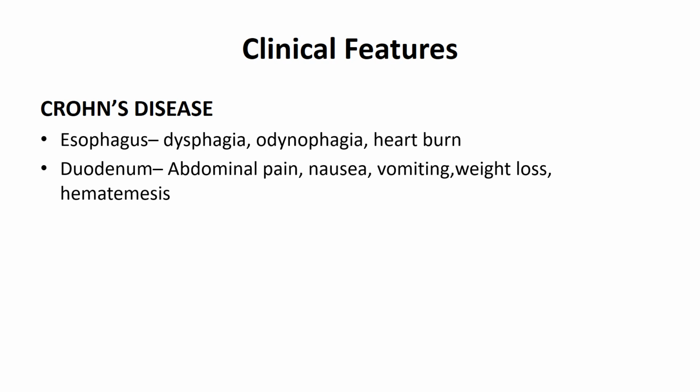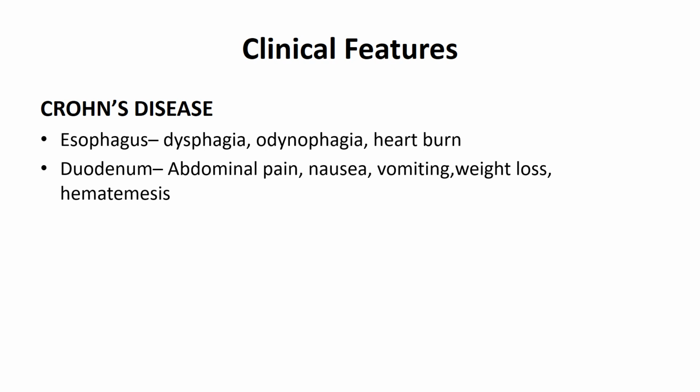And one more thing, ulcerative colitis is mainly confined to the colon, the regions of colon. But Crohn's disease has got skip lesions. The lesions can be seen from our mouth to our anal region. So in between, anywhere we can see Crohn's disease, or the pathology can be seen anywhere in this path. So the symptoms also will be according to the area. So when it is affected the esophagus, the symptoms will be dysphagia, odynophagia, heartburn.